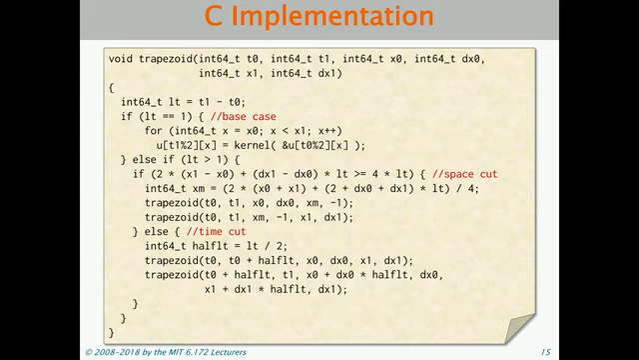Otherwise, we'll do a time cut, and for the time cut, we just cut it in the middle. So we cut it at the value of t that's equal to T0 plus LT divided by 2. And again, we have 2 recursive calls to trapezoid.